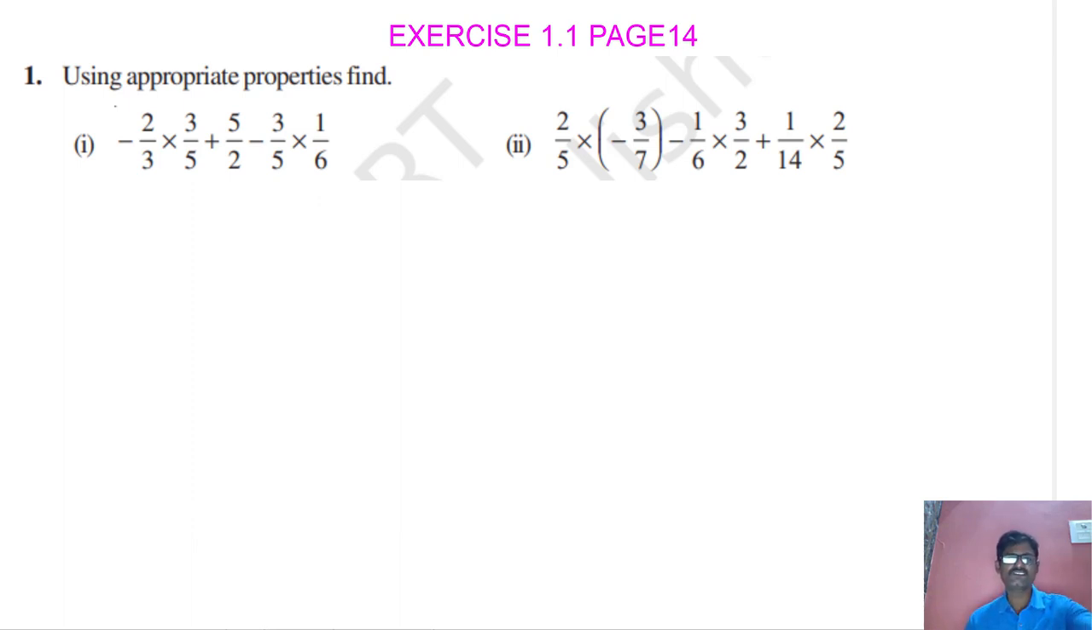Let us see the exercise problems. Exercise 1.1. First question. Using appropriate properties, find these values. Let us see the first problem.